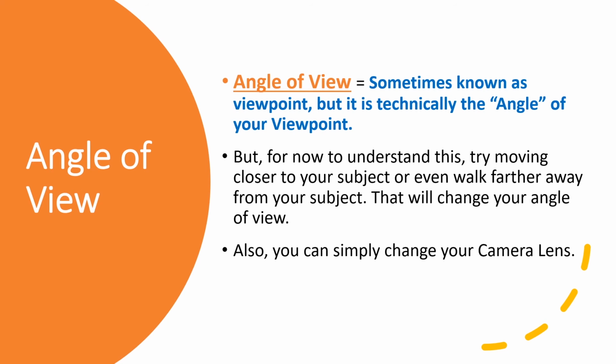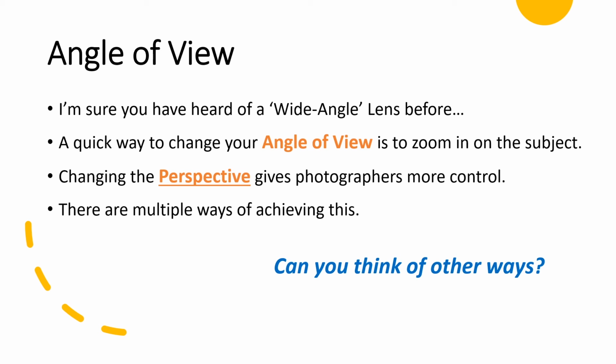Changing your camera lens is the same thing as moving closer or further from your subject, especially when you add a wide-angle lens. Now, I'm sure that some of you have heard of wide-angle lens before, and as I said, you can quickly change your angle of view by swapping out lenses, but if you have a telephoto lens, you can just zoom in on your subject, and that's another quick way to change your angle of view. Changing the perspective gives photographers more control over their work.